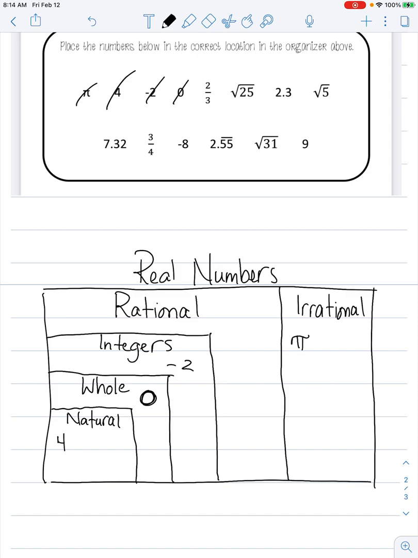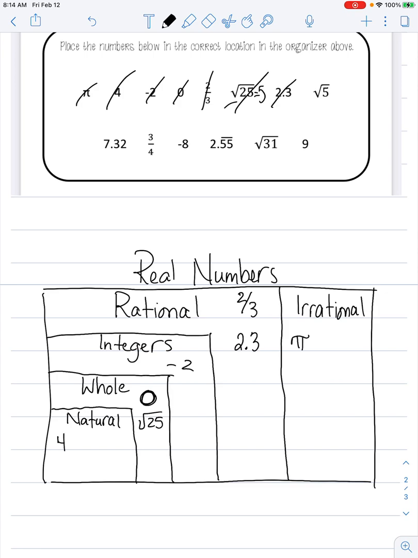2/3, rational or irrational? Well, it's rational because remember, all fractions are ratios, rational. Look at the square root of 25. What is the square root of 25? Well, it's a perfect square, that's 5. So it's rational, it's an integer, but it reduces to a positive whole number, so let's put that here. The first box that it could show up in is whole number. Now let's look at 2.3. That's just going to be rational because it terminates, it stops. It's a decimal that stops.